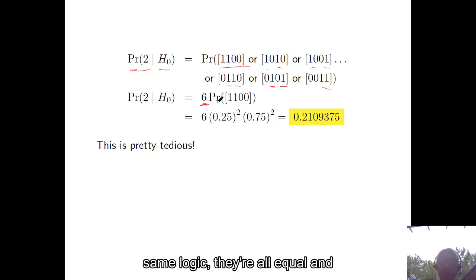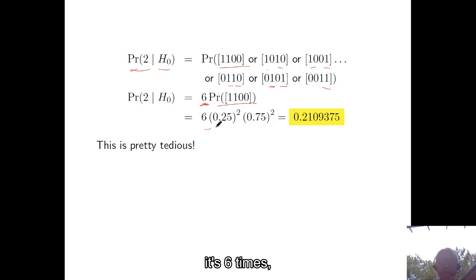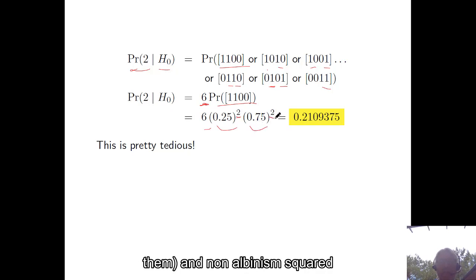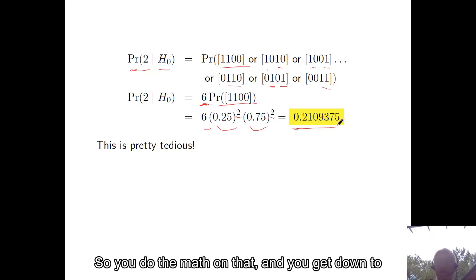By the same logic, they're all equal in probability, so we can just calculate the probability once. So it's 6 times the probability of the albinism squared, because there's 2 of them, and non-albinism squared, because there's 2 of those as well. So you do the math on that, and you get down to 0.21.